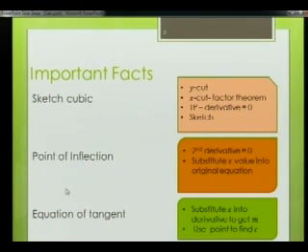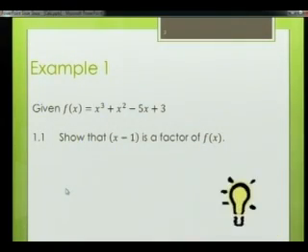So let's start. On page 15, I'm going to start with example 1. Right. I want you all to write down the equation of that example. Write down the equation. F of x equals x cubed minus 5x plus 3. The first question: show that x minus 1 is a factor of f of x.